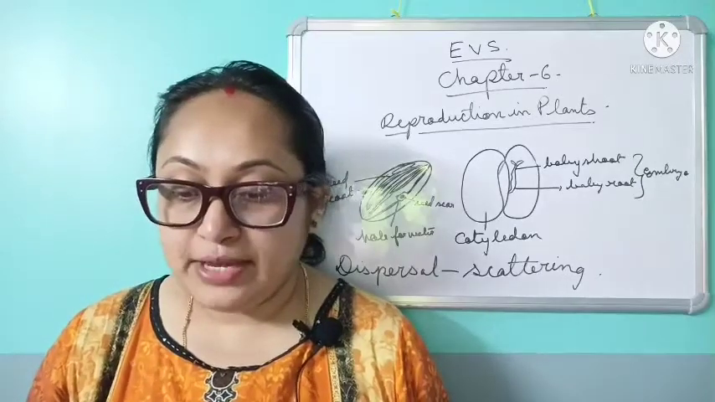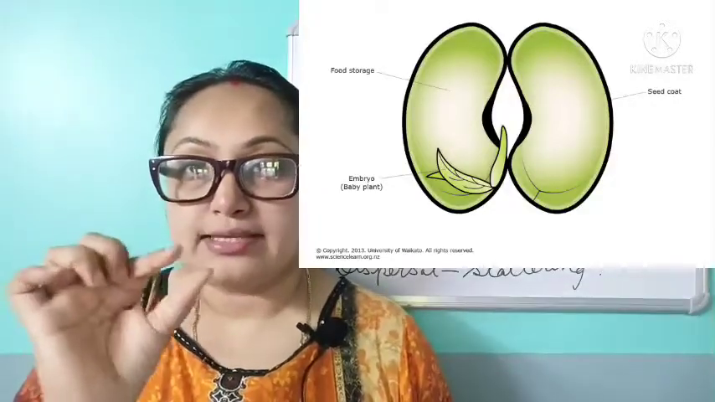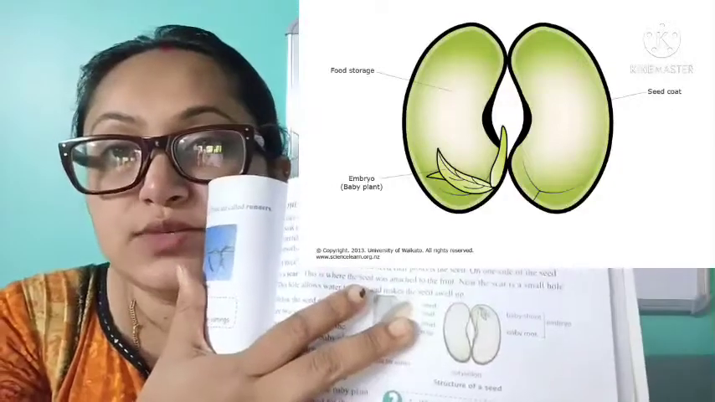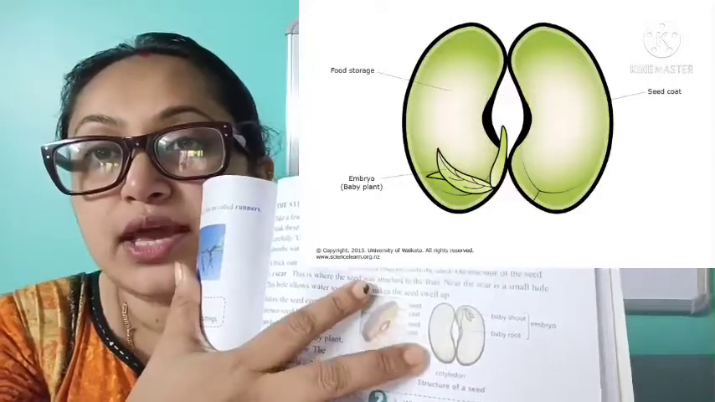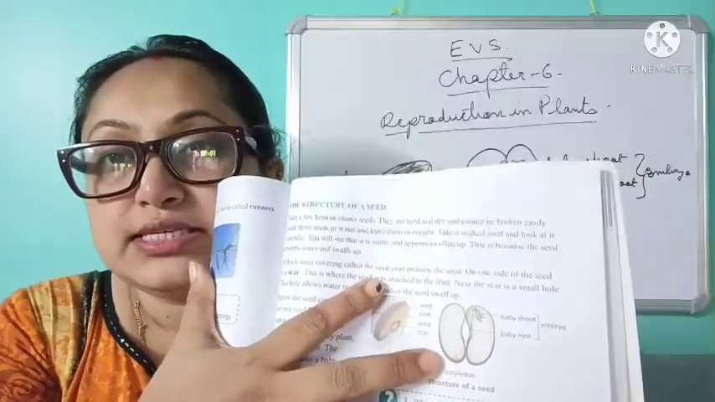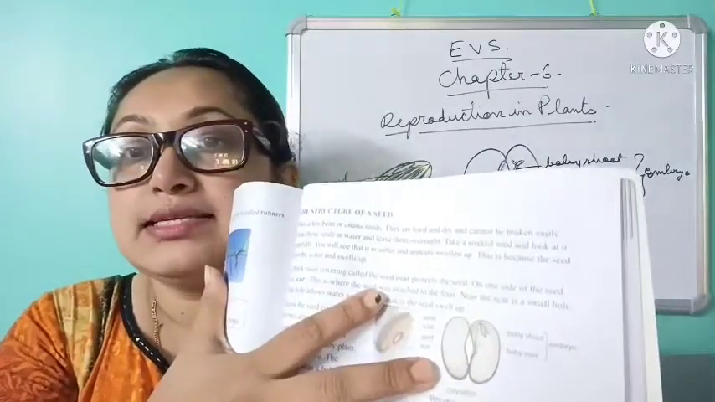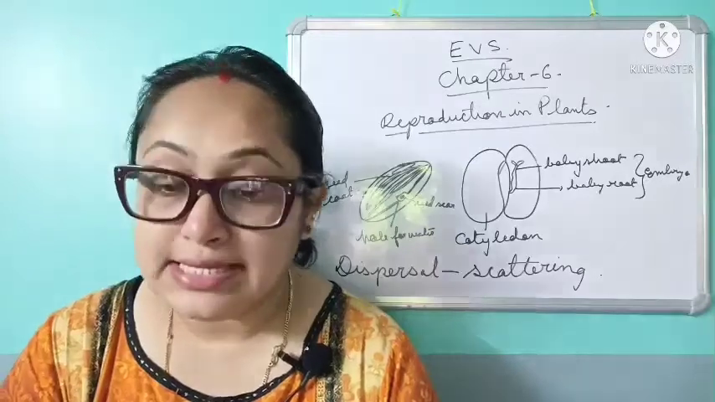Take a few bean or chana seeds. Have you seen a rajma seed? Rajma. So take an example. It's like a rajma seed. This is the picture. When you divide the rajma seed into two parts, you can see those. This is the example. Or you can take this seed as a mango seed. They are hard and dry and cannot be broken easily.